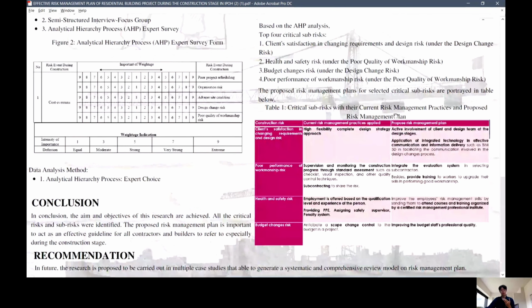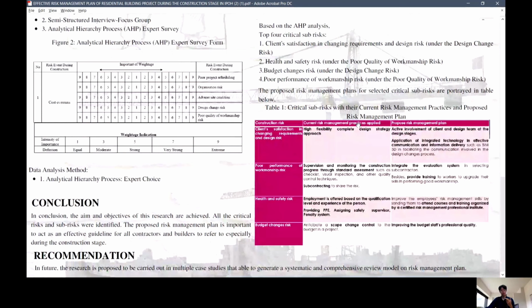Next, the proposed risk management plan for selected critical sub-risks are portrayed in table below. Table 1 shows the critical sub-risks with their current risk management practices and proposed risk management plan. In conclusion, the aim and objective of this research are achieved. All the critical risks and sub-risks were identified. The proposed risk management plan is important to act as an effective guideline for all contractors and builders to refer to, especially during the construction stage.